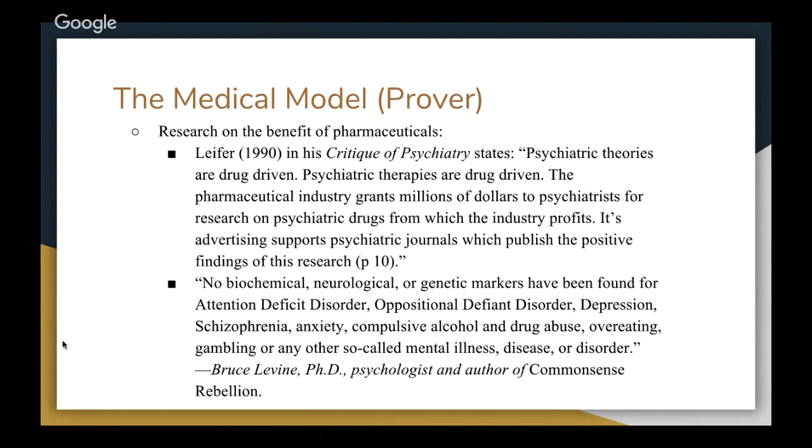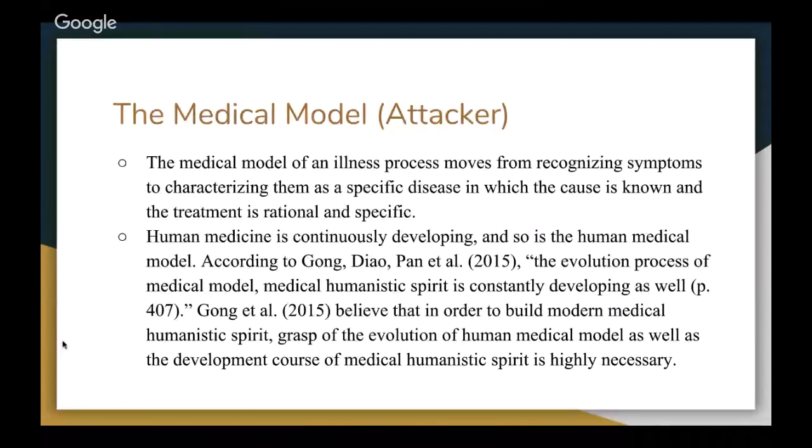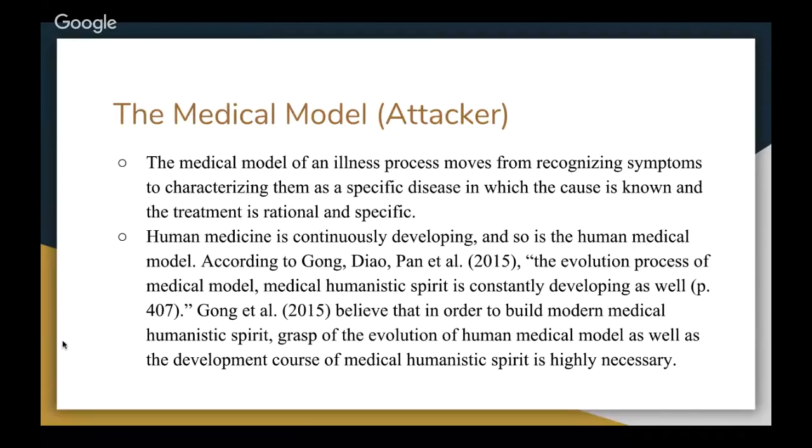And then to counter all these statements, the medical model of an illness process moves from recognizing symptoms to characterizing them as a specific disease in which the cause is known and treatment is rational and specific.